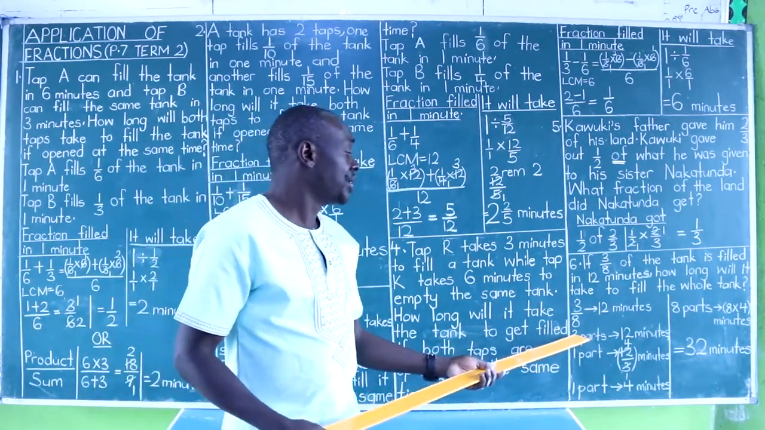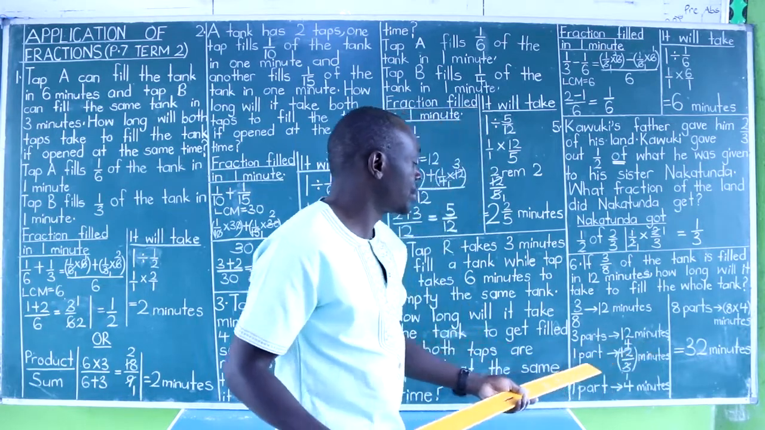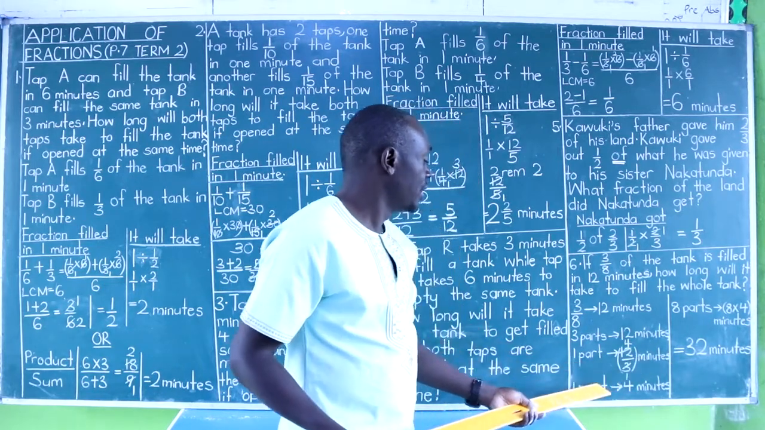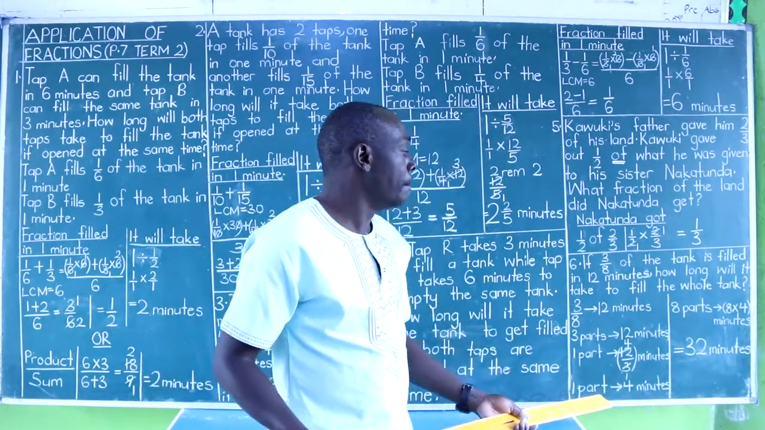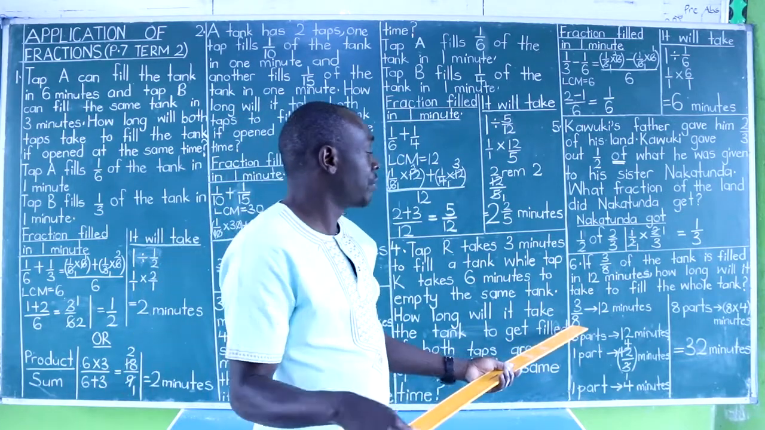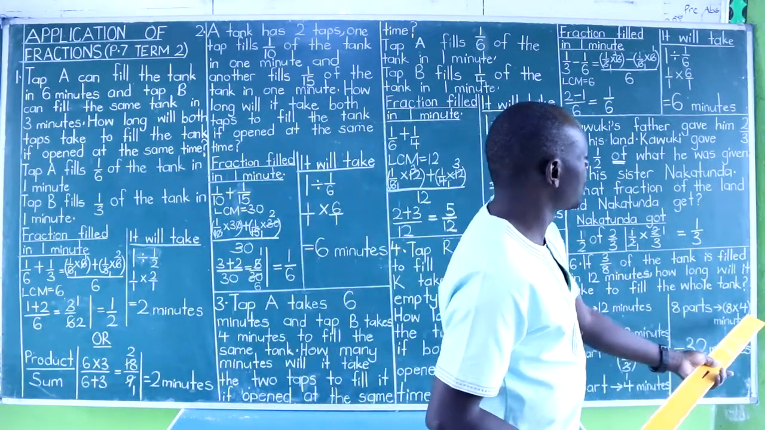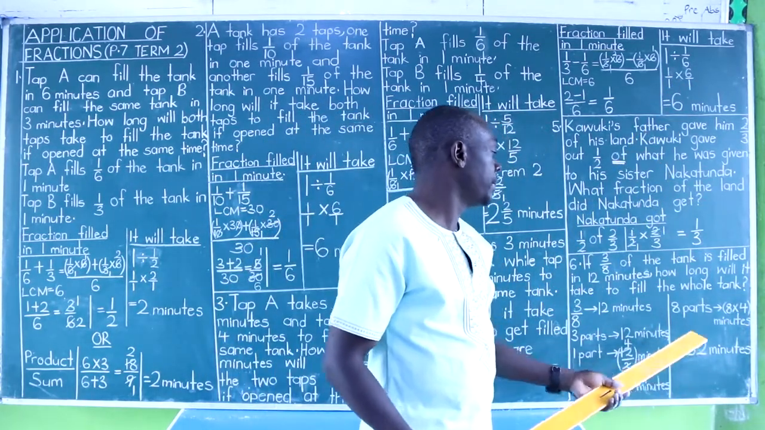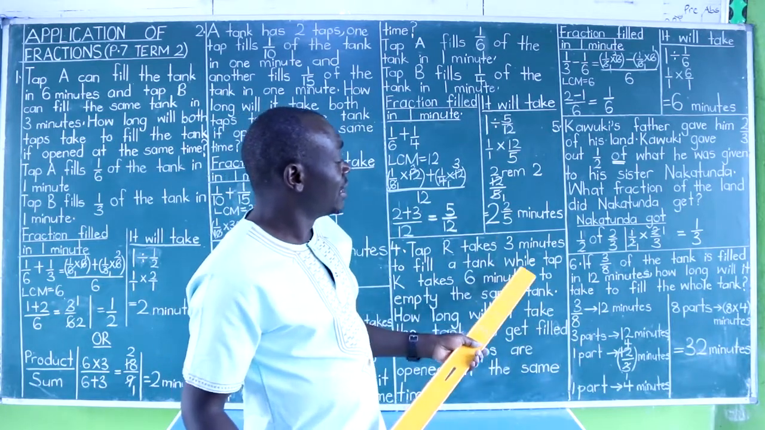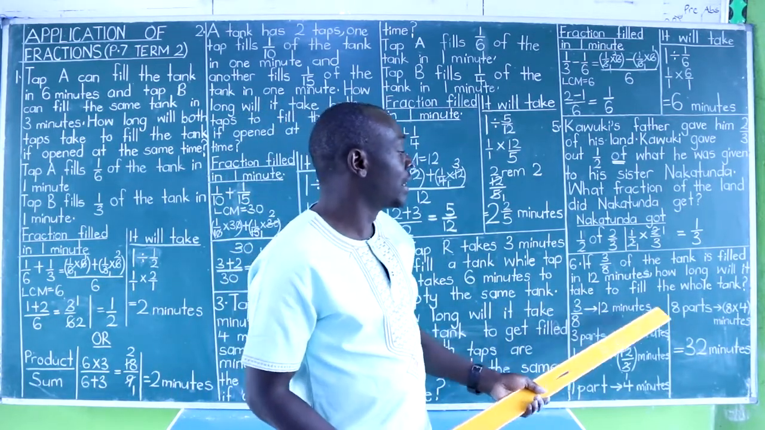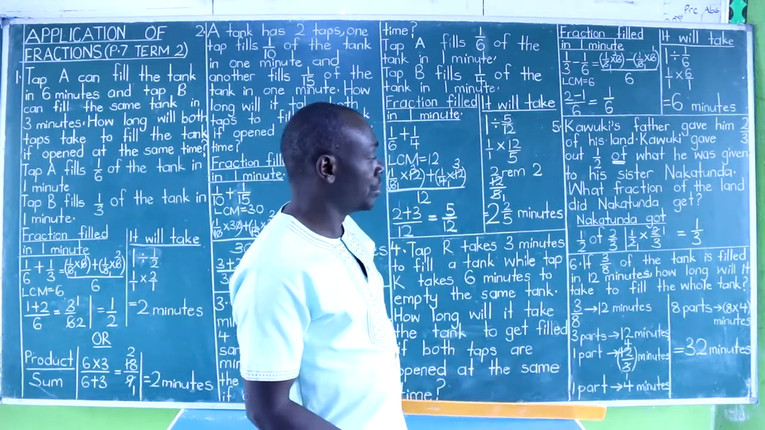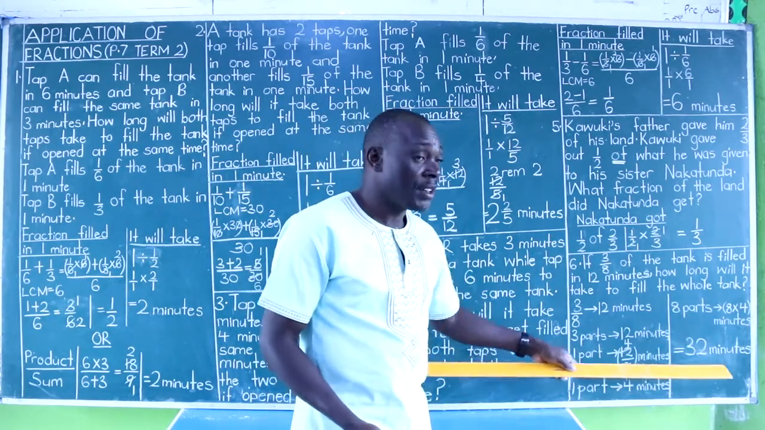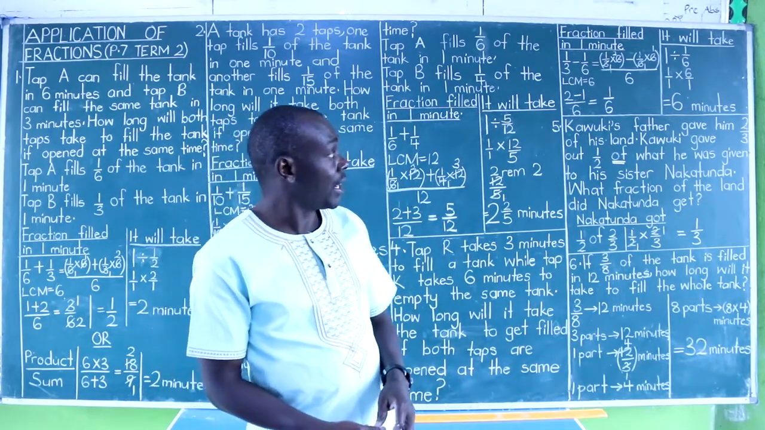So you say 3 parts represent 12 minutes. Then you go, 1 part represents 12 divided by 3 minutes. So 1 part represents 4 minutes. What about the 8 parts for the full tank? You say 8 parts represent 8 times 4 minutes, where 8 times 4 is 32 minutes. So therefore the tank takes 32 minutes to get fully filled with any liquid in question. So therefore that is the answer to that particular question.